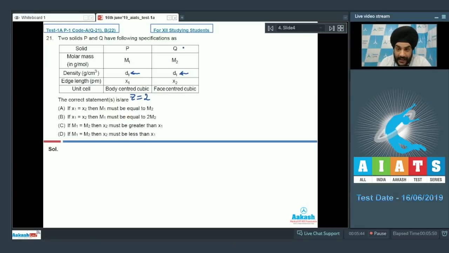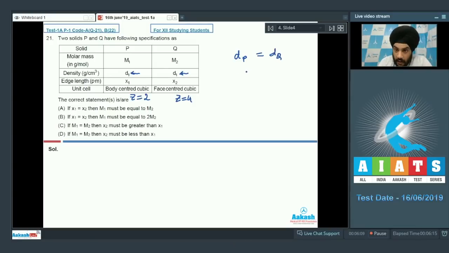If we talk about the solid Q, it is given to us that Q has a face-centered cubic structure, which means that the rank of the face-centered cubic is equal to 4. So using the density data, we can find a relation between M1, M2, X1, X2. It is given to us that both have the same density. So D of P is equal to D of Q.